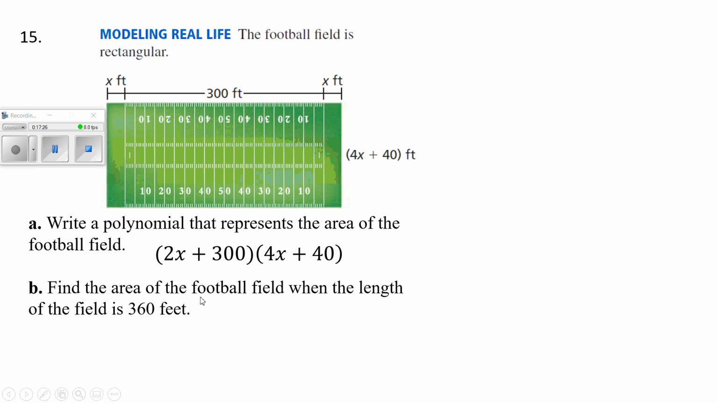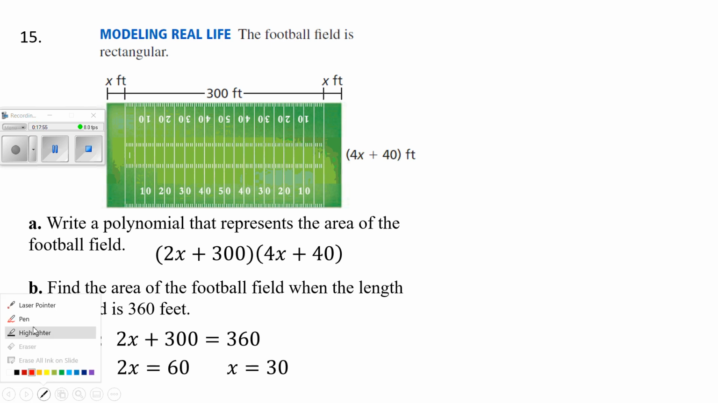Now it says find the area of the football field when the length of the field is 360. If the length of the field is 360, then it must be equal to 300 plus 2x. So 300 plus 2x is going to be equal to 360. I'm going to subtract 300 from both sides, and I'm just going to show it here in case you didn't catch it.